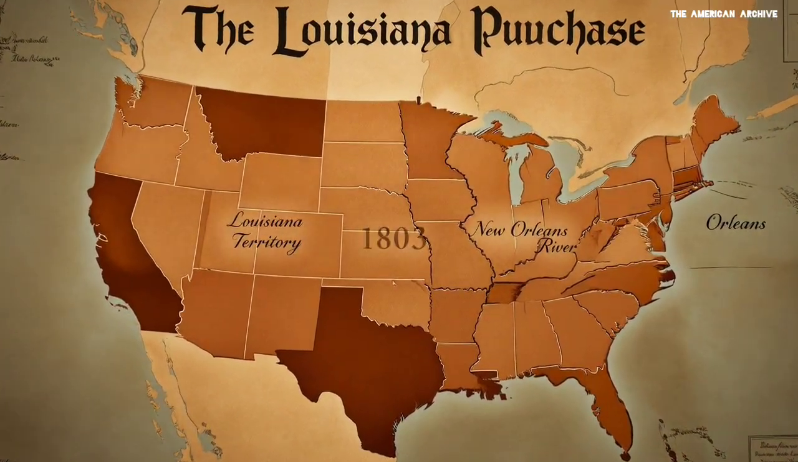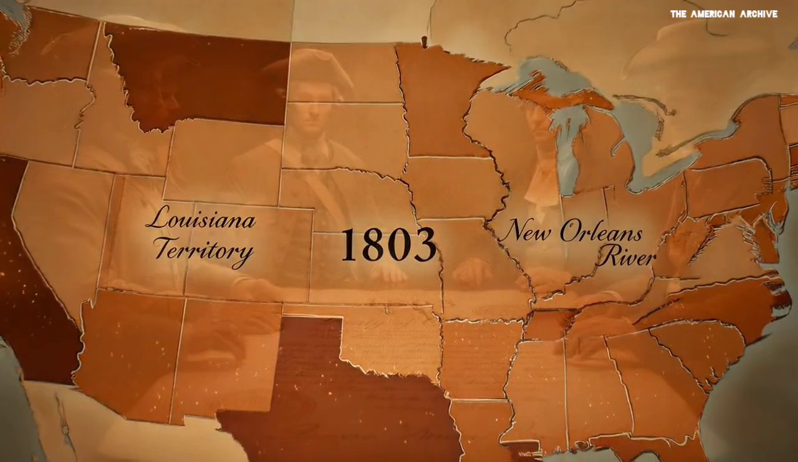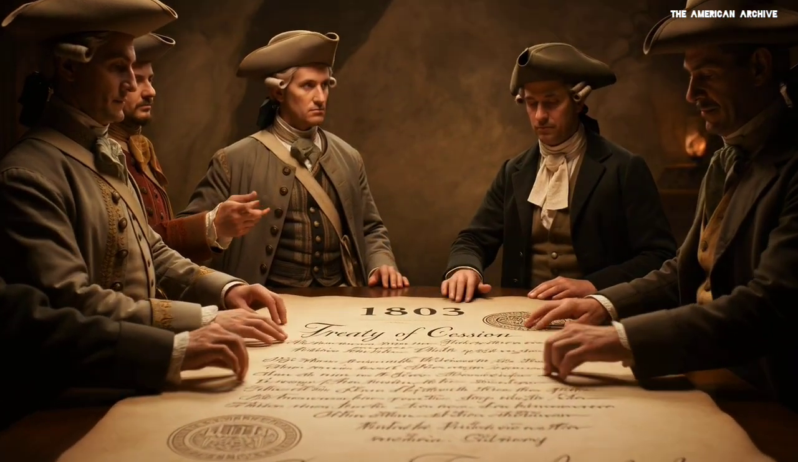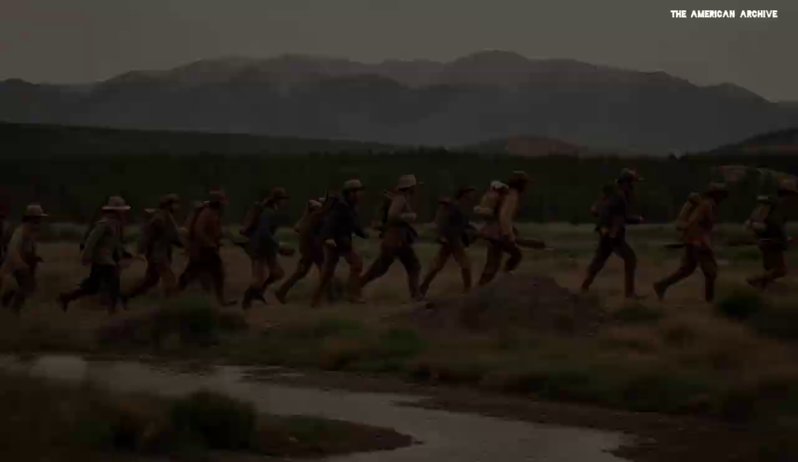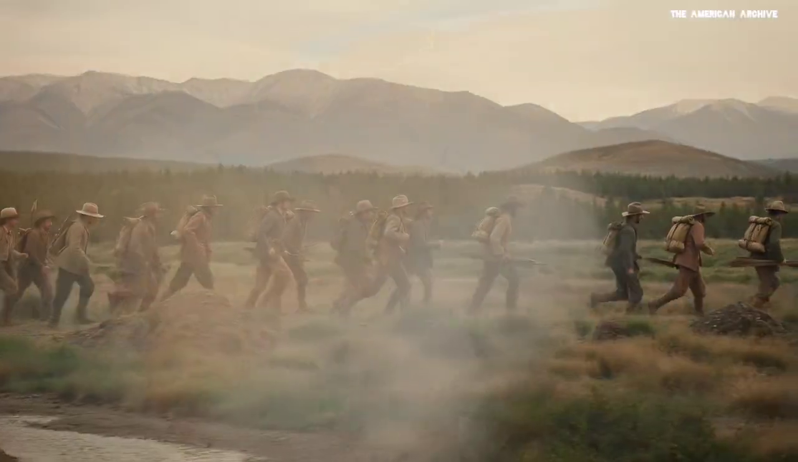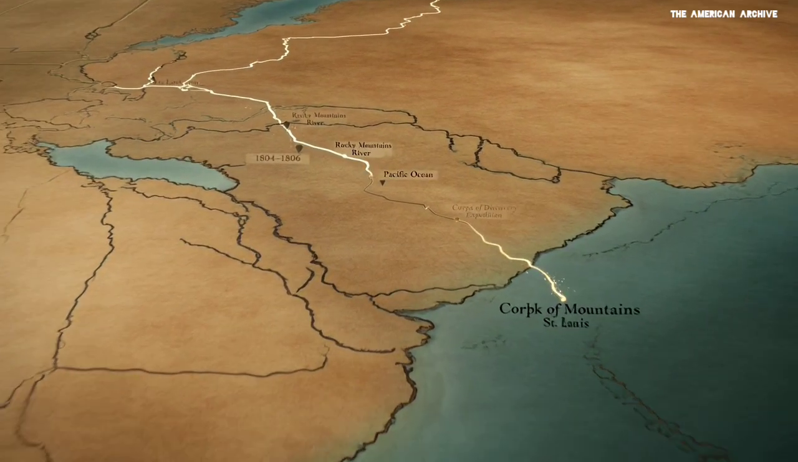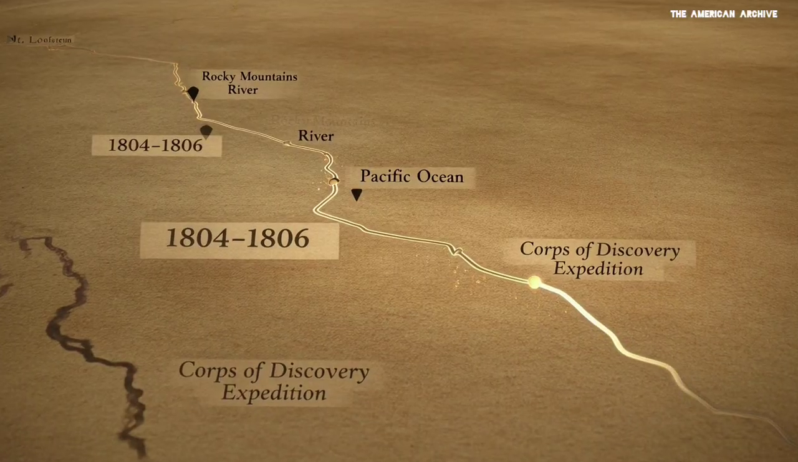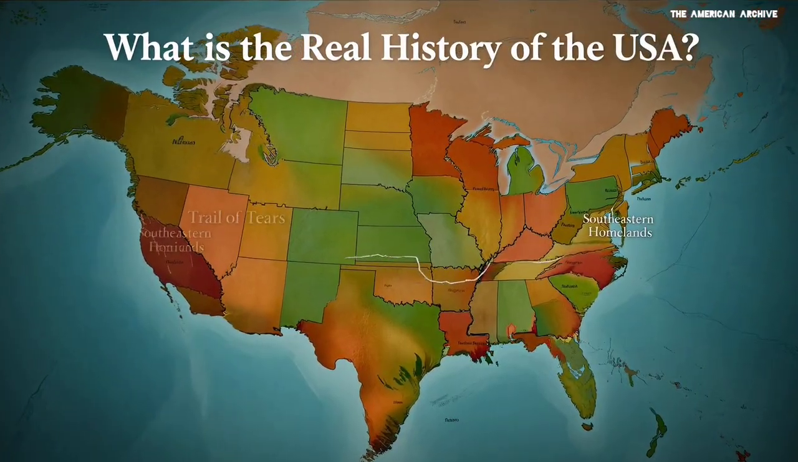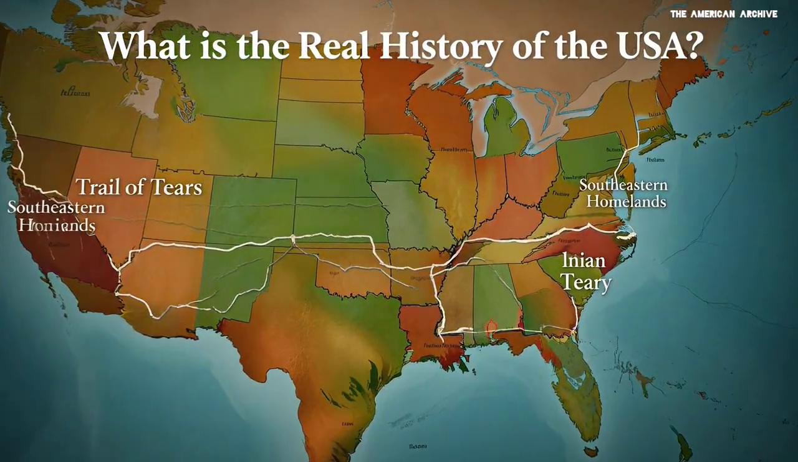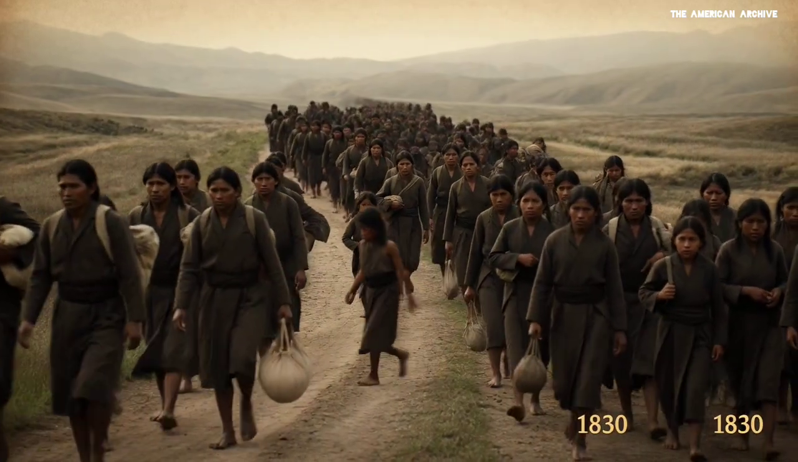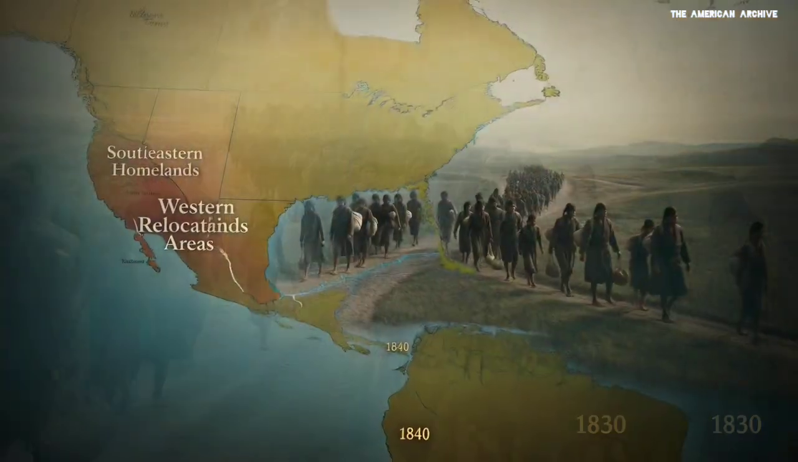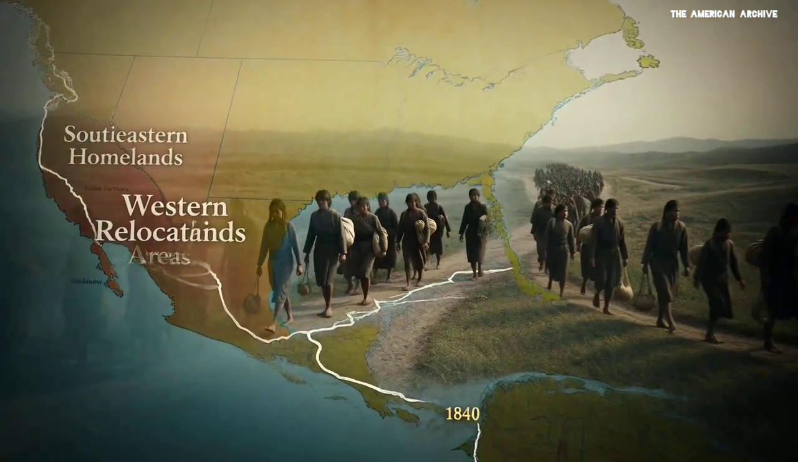The Louisiana Purchase doubled the size of the nation in 1803. Explorers Lewis and Clark mapped lands stretching toward the Pacific Ocean. Expansion often displaced indigenous nations from their ancestral homelands. Forced removals, like the Trail of Tears, uprooted entire communities, leaving a legacy of loss.